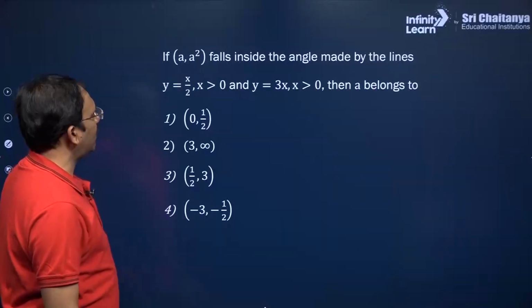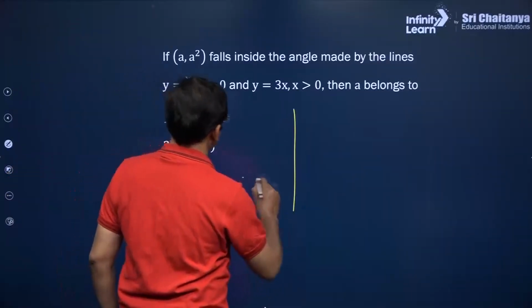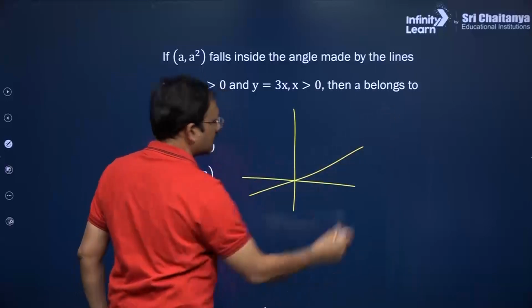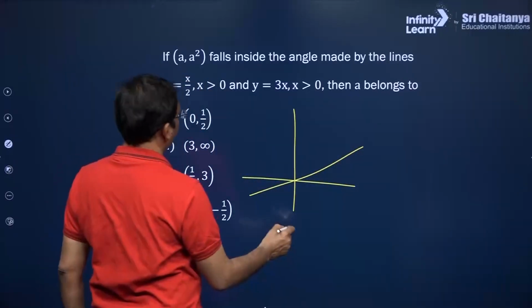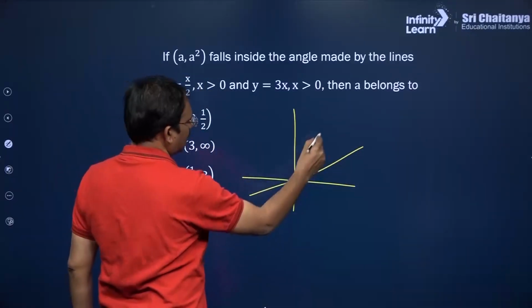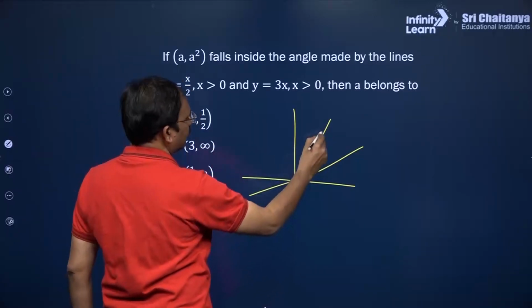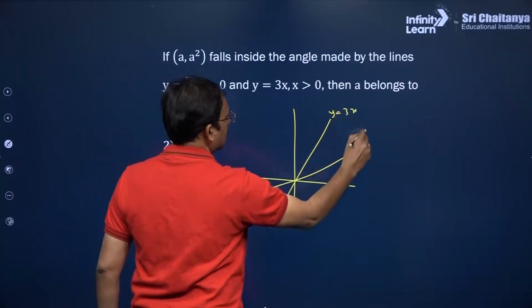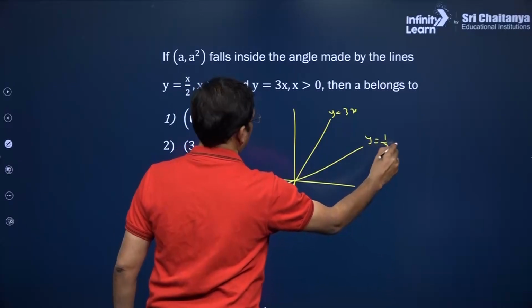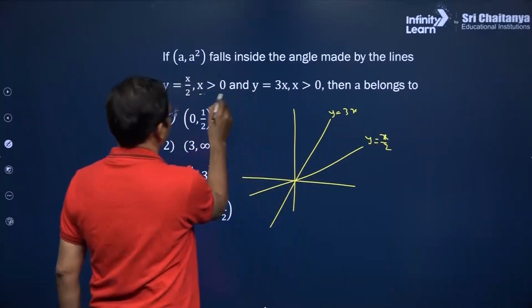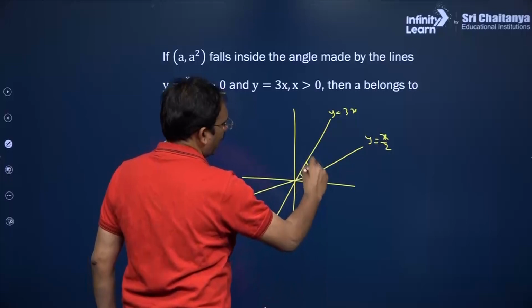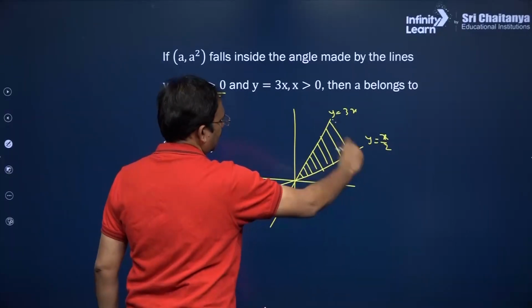Next, this point falls inside the angle made by the lines. One is y is equal to x by 2, a line passing through origin with slope 1 by 2, and y is equal to 3x is another line with slope 3. Y is equal to 3x is this. Y is equal to x by 2 is this, given x positive. That means our point must lie in this region, my dear friends.